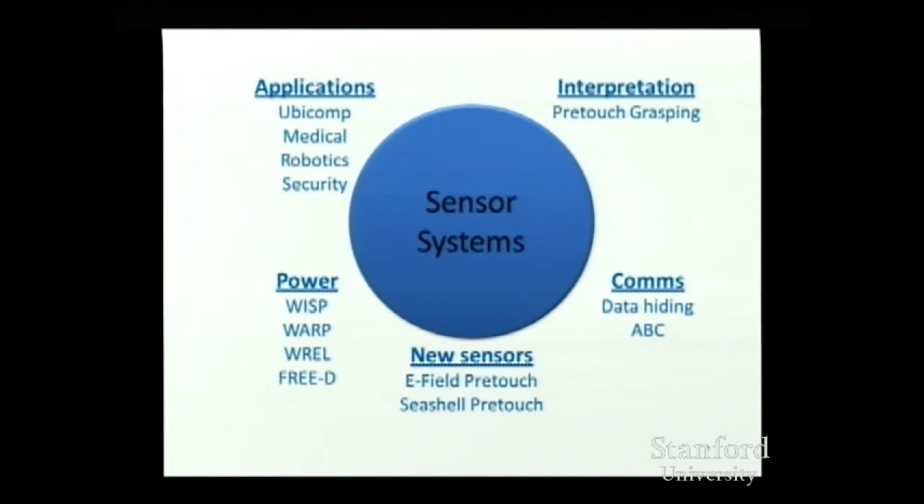So that involves communicating with sensors. And most of what I'm going to be talking about today is actually about powering sensor and actuator systems. We're also interested in various applications of sensor systems. So things like ubiquitous computing, medical applications, robotics, and I'll actually talk about some of each of those. But the bulk of the talk today is going to be about our work in wireless power.